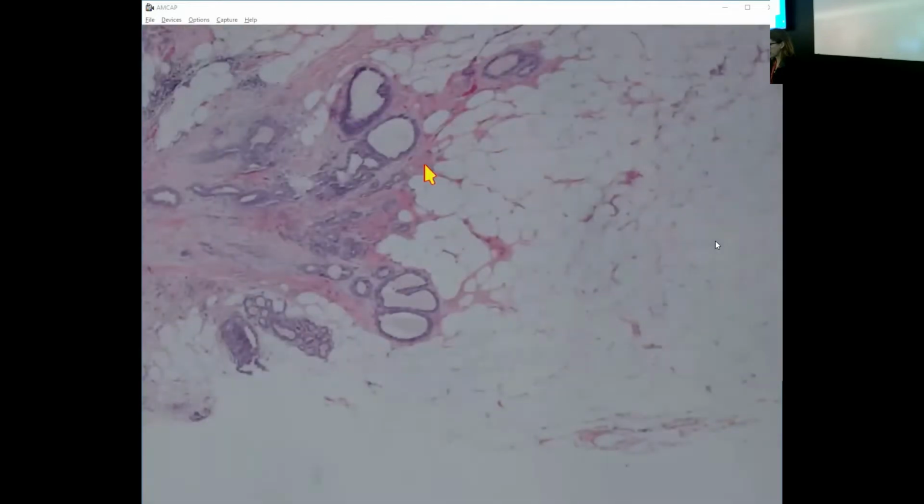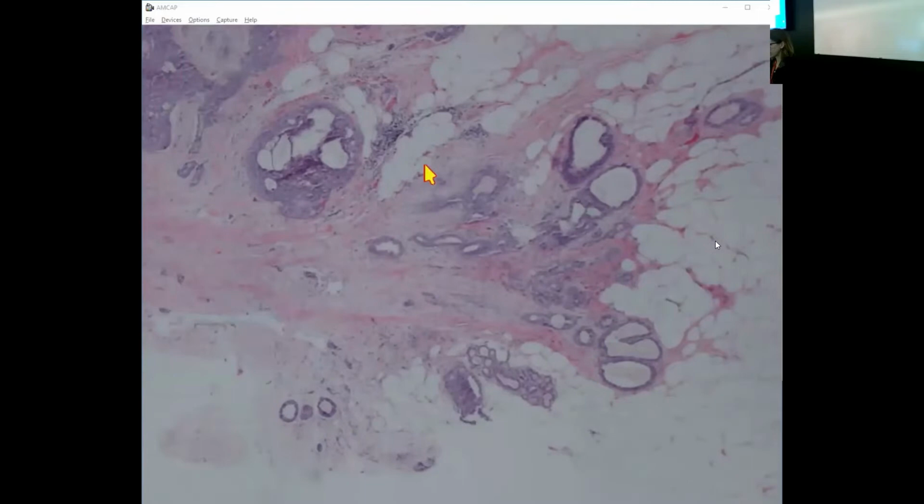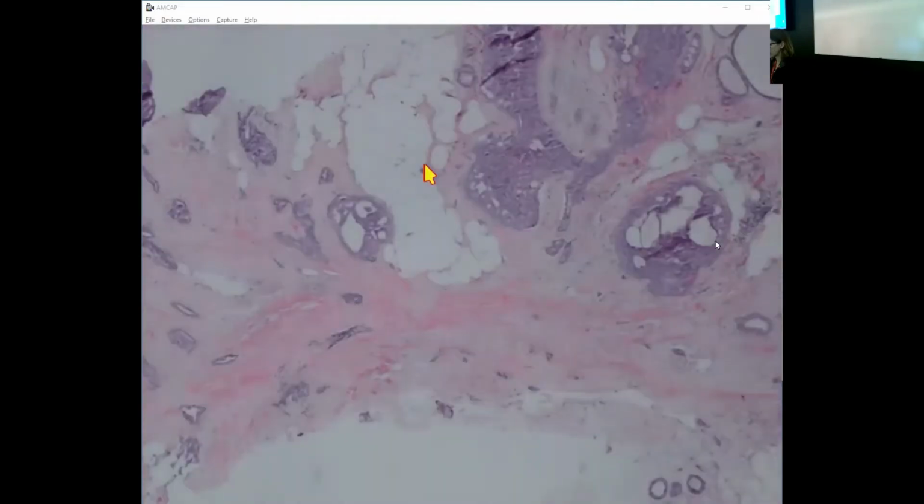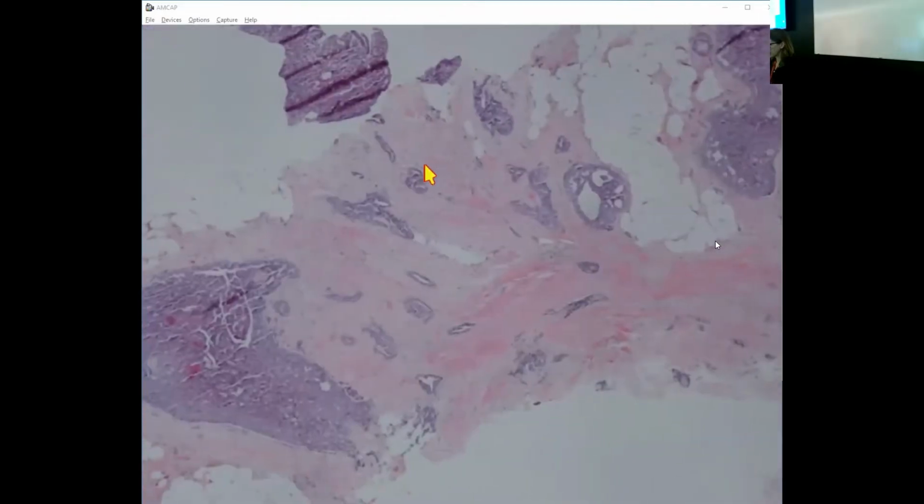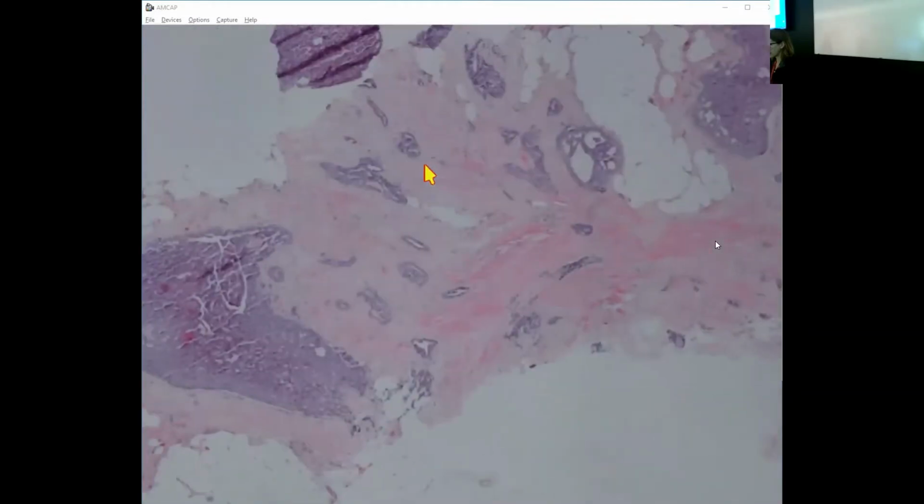So this is a stellate mass on imaging studies. So this one, well, maybe people want to comment on what they think, if they would like.